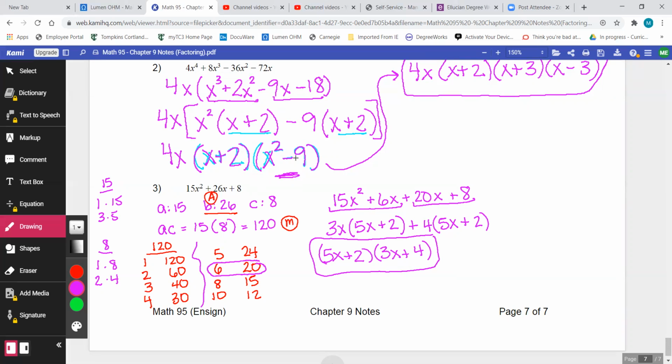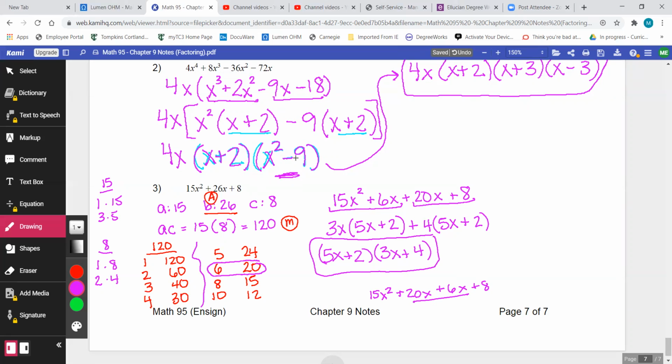If I want to check it, 5x times 3x gives me 15x squared. 5x times 4 is plus 20x. 2 times 3x is plus 6x. 2 times 4 is plus 8. These would combine to give me that 26 in the middle.